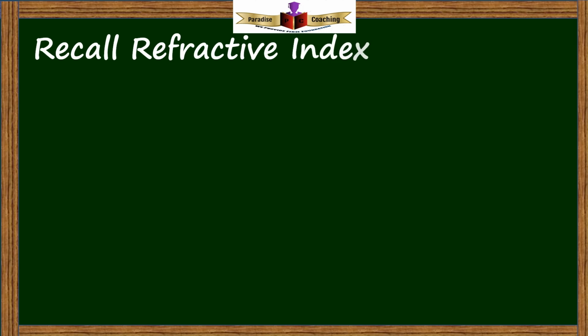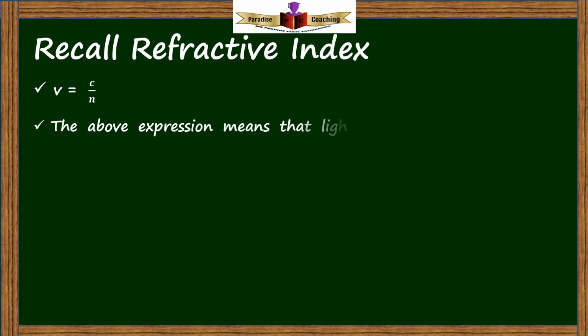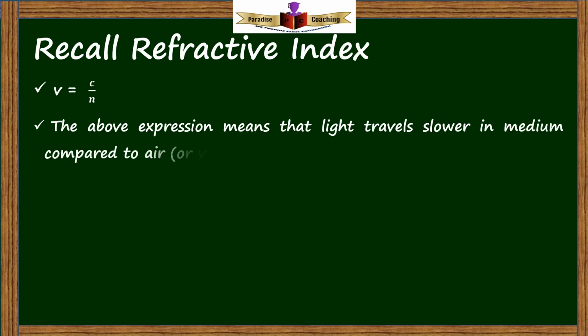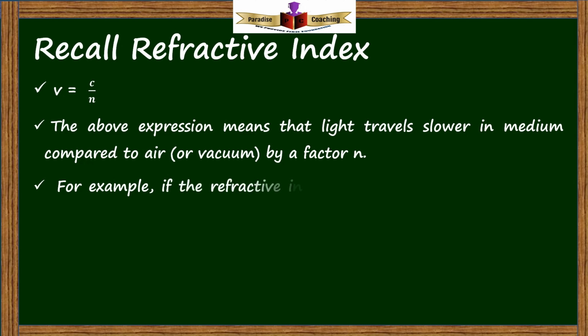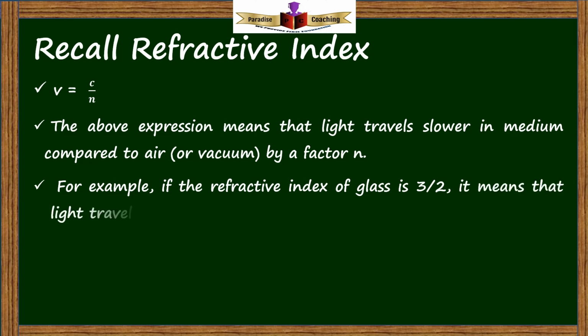Let's continue with refractive index and its meaning. We deduce that the above expression means that light travels slower in a medium compared to air or vacuum by a factor n. For example, if the refractive index of glass is 3 by 2, it means that light travels slower in glass compared to air or vacuum by a factor of 3 by 2.